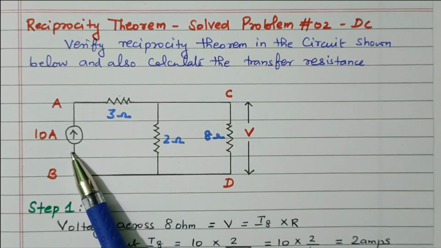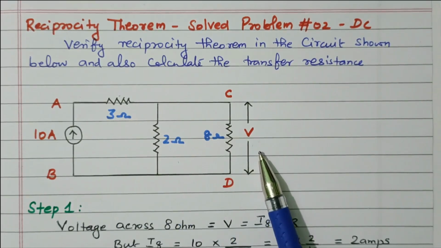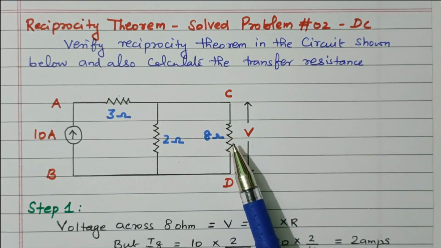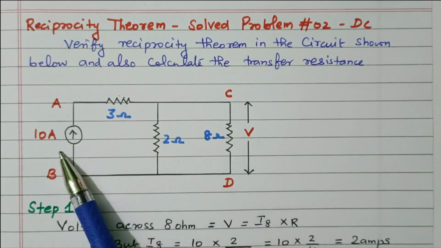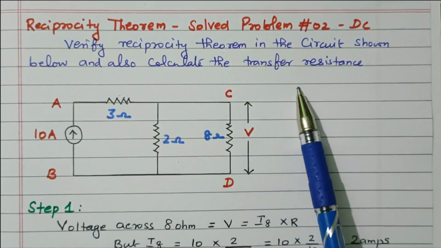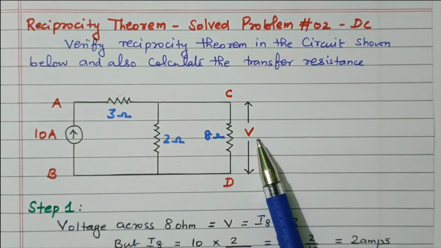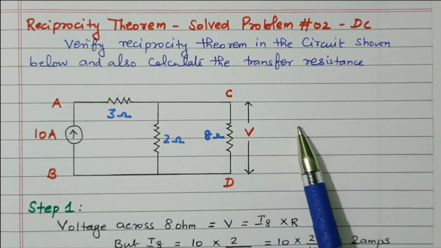Branch 1 contains the current source. In branch 2 we are finding the voltage. After interchange, the current source is available in the second branch, so the voltage should be reflected in the first branch. So V divided by I is nothing but the transfer resistance. I is 10 ampere. We need to find the V value, the voltage value. So V divided by I will give the transfer resistance, right?